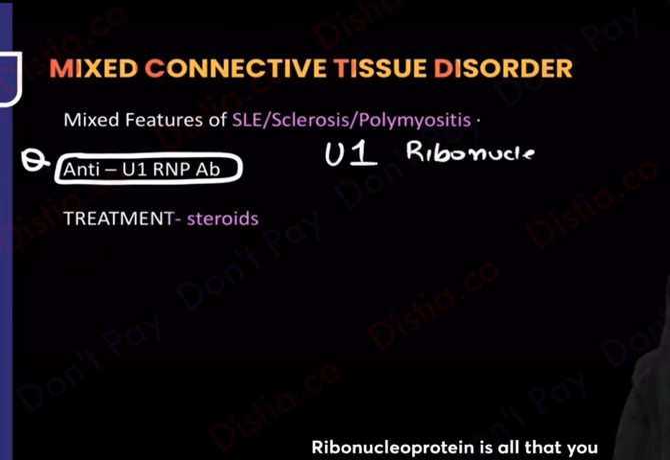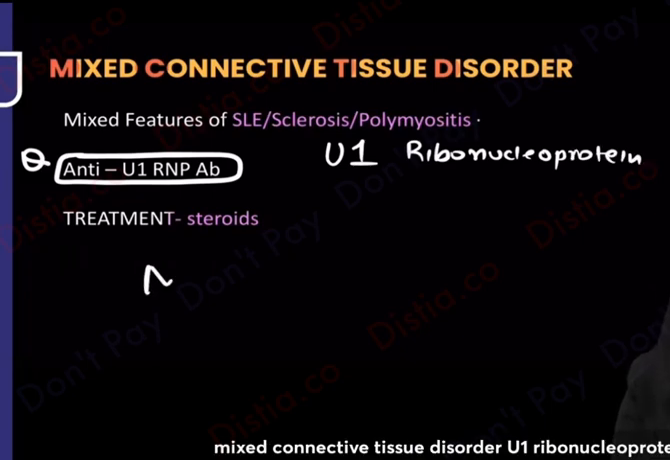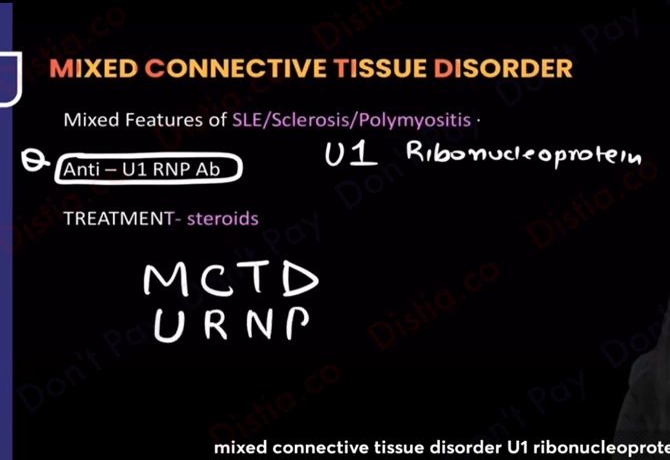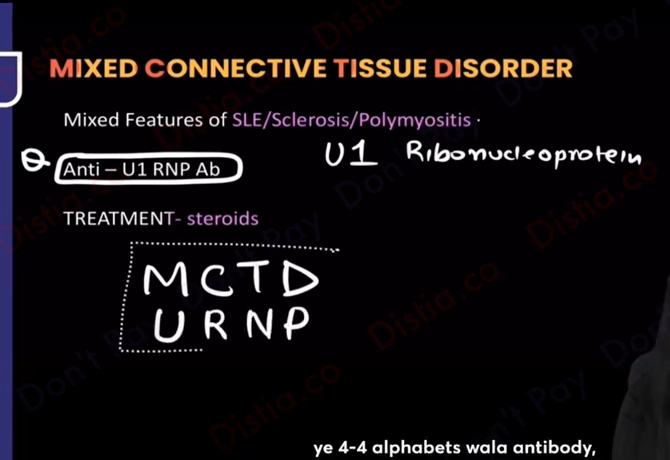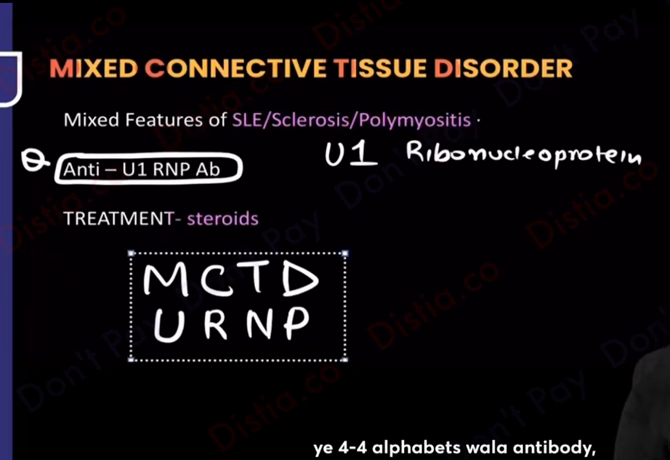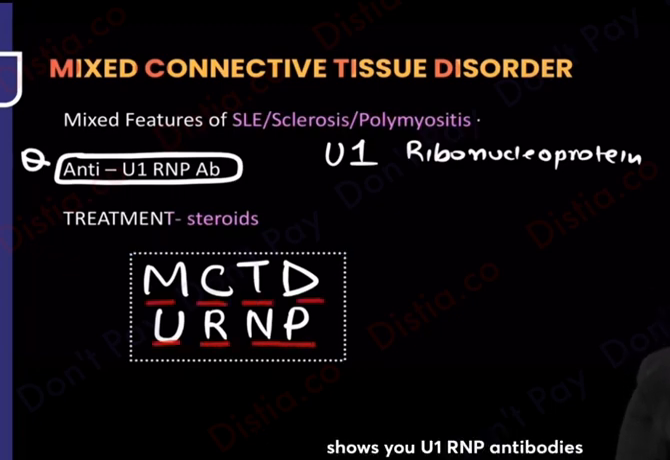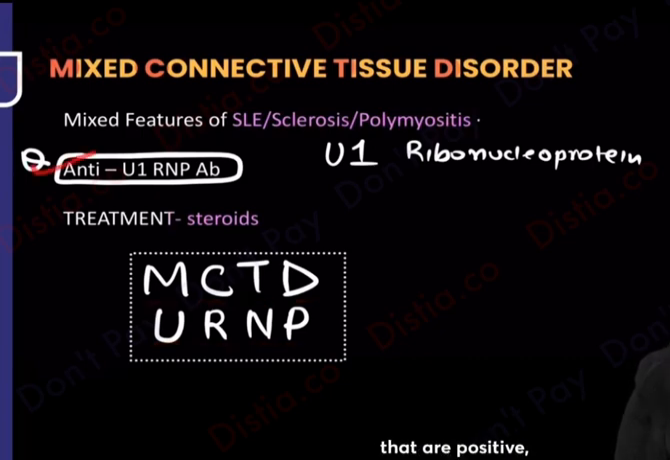Ribonucleoprotein is all that you have to know over here. How I have learnt it is mixed connective tissue disorder, U1 ribonucleoprotein. Four alphabets, I'm going to keep it together. Repeating, mixed connective tissue disorder shows you U1 RNP antibodies that are positive, and the treatment is going to be steroids. Everyone's okay with the MCTD?